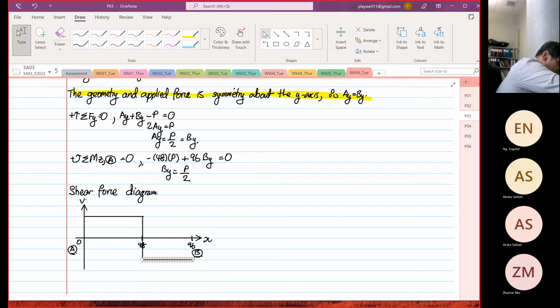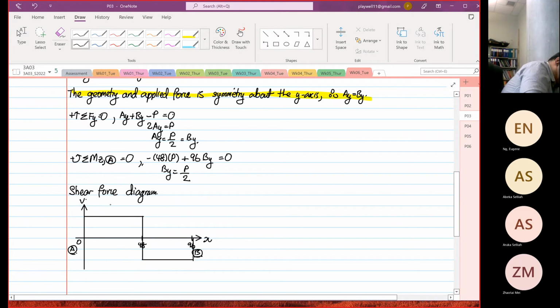And then you have our reaction at point B, which is equal to P over 2. Right, so we know that this is P over 2, the maximum, and the minimum is minus P over 2. So now we have determined our Vmax. From the shear force diagram, we determine that Vmax is equal to P over 2. Okay, so that is that.